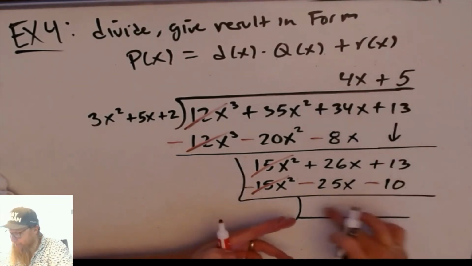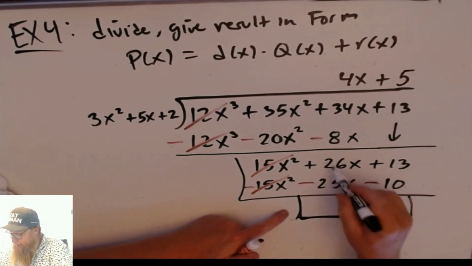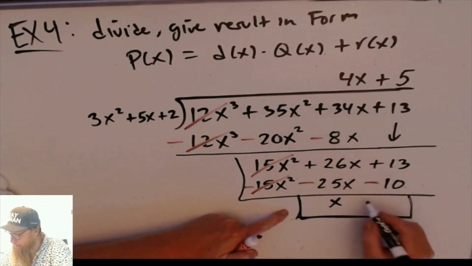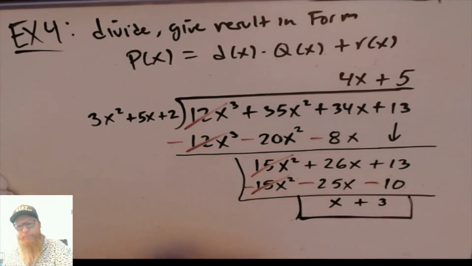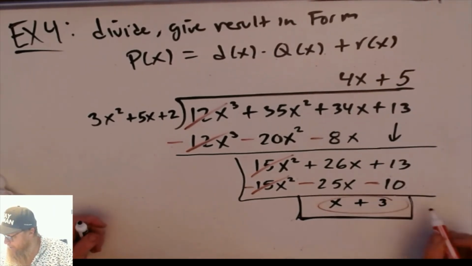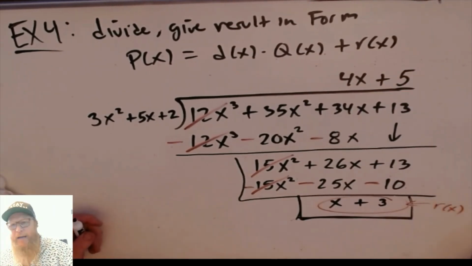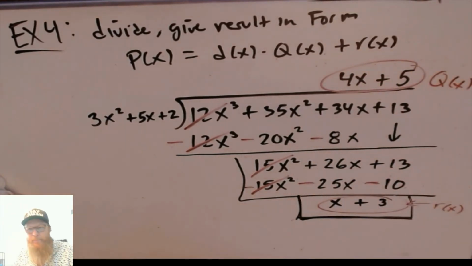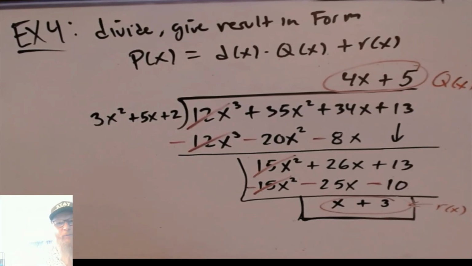We're done, so this is going to be my remainder. That'll be 1x, 26 minus 25, and then plus 3. So again, this is r of x, and this is q of x. And so we're going to write our answer.